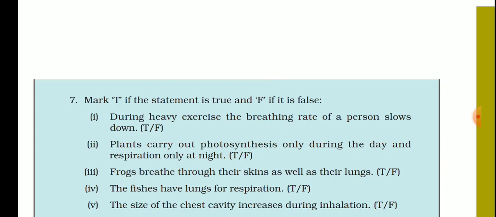Fourth, the fishes have lungs for respiration. False. They have gills for respiration. Fifth, the size of chest cavity increases during inhalation. It is true. Okay.